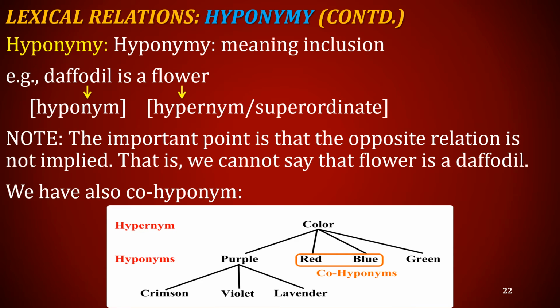And when two hyponyms belong to the same superordinate or hypernym, then they are regarded as co-hyponyms. If you look at the picture, you would see red and blue are co-hyponyms, as red and purple can be co-hyponyms, or blue and green can be co-hyponyms.